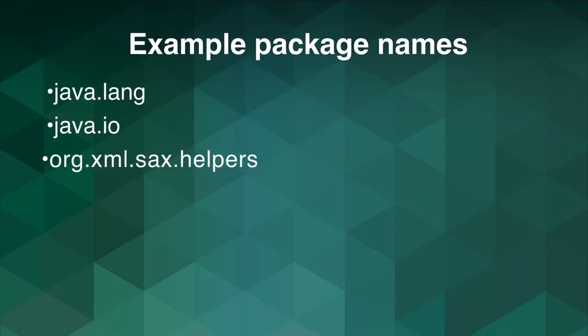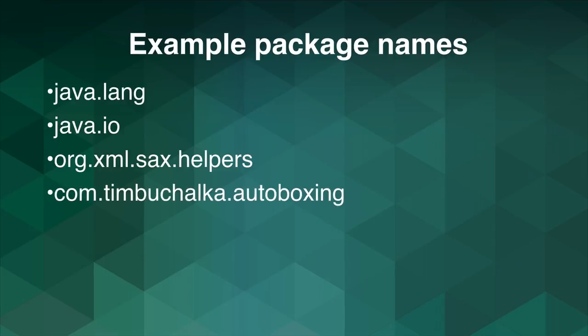And that's an example of some package names: java.lang, java.io, org.xml.sax.helpers, and com.timbuchalka, which you've seen throughout this course, .autoboxing.